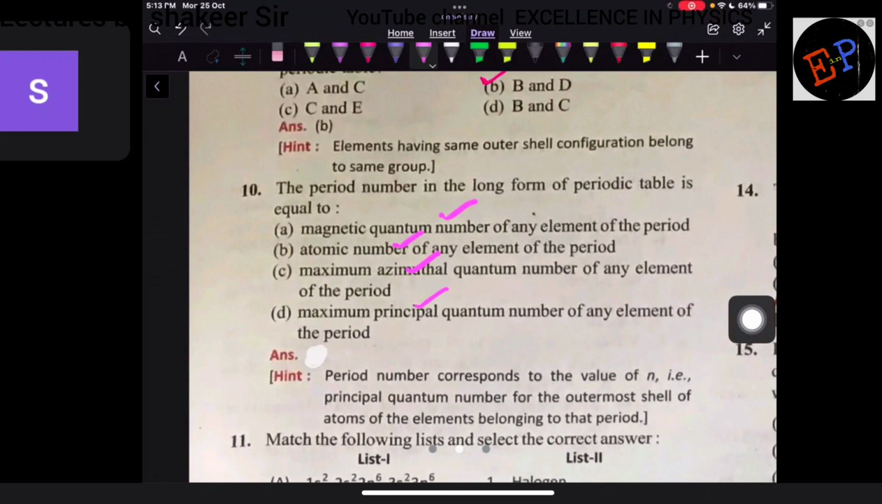Because period number indicates number of shells. Period number indicates number of shells which are present in that particular element. For example, if I say fifth period, it means all the elements which are present in the fifth period have the same number of shells. That's what we have discussed now. So therefore, option D should be our answer. Option D is our answer.